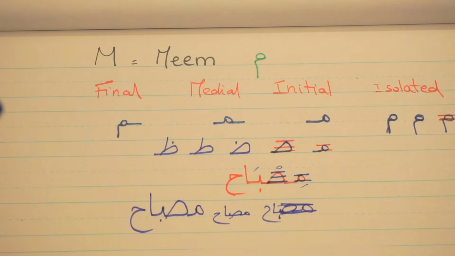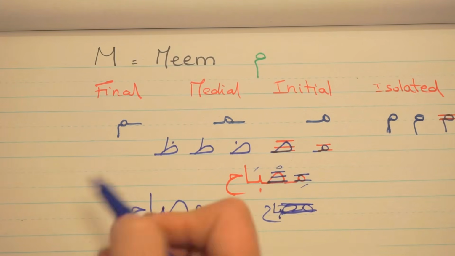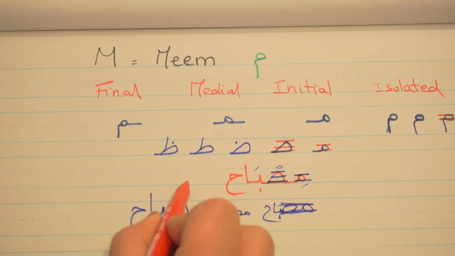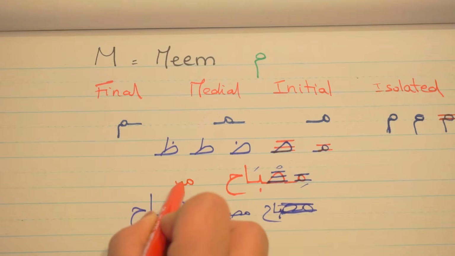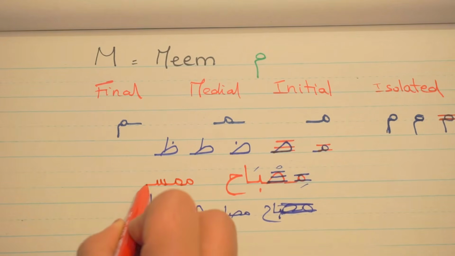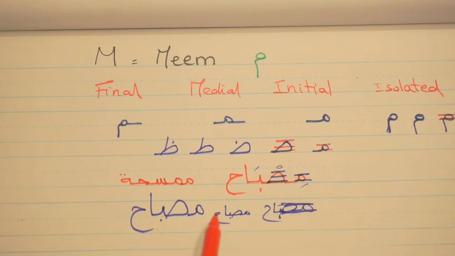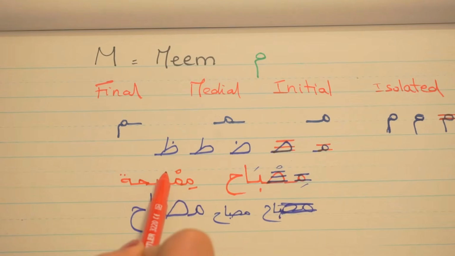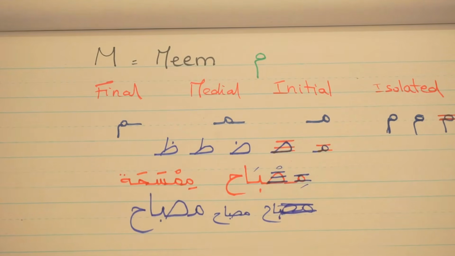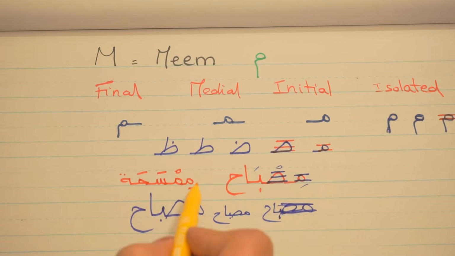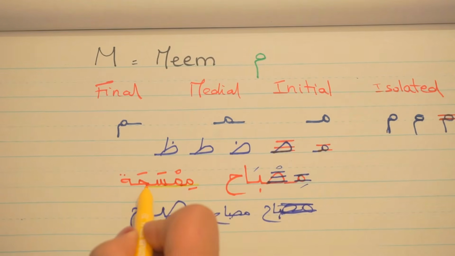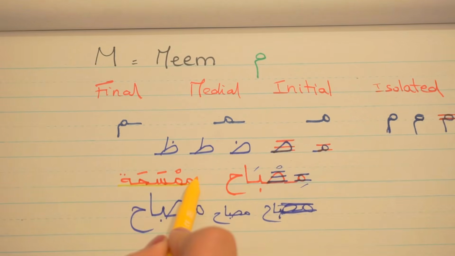Misbah. Let me give you a word that has two meems together. I'm going to write it right here, with a different color. Mi, sa, ha. Misaha. Watch this. The meem is on the line. The first two meems, they are the same height, exact same height.